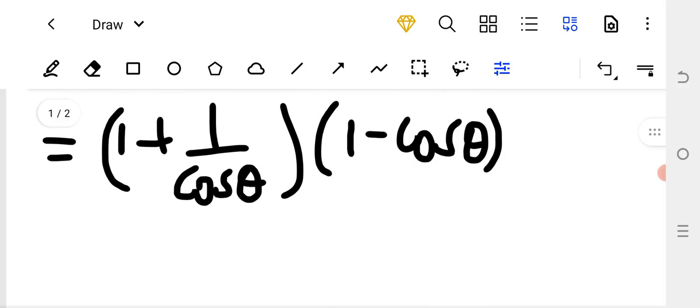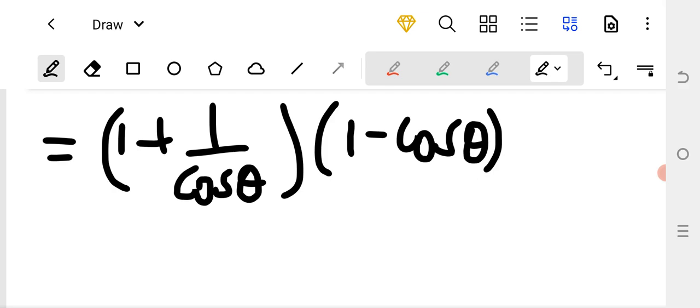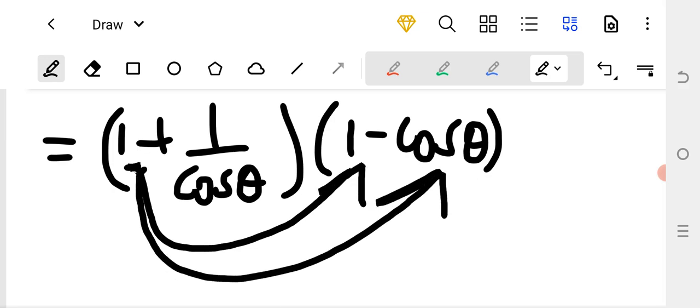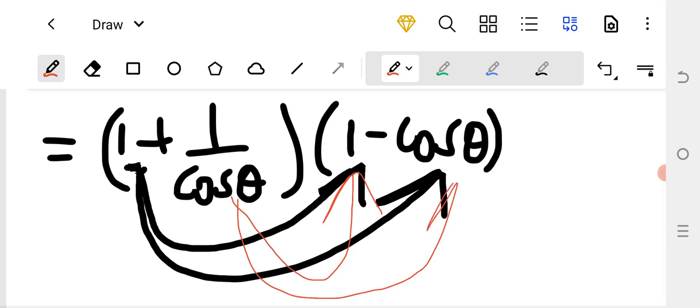Then what we're going to do, we're going to expand. We're going to multiply the two brackets. This one will be multiplied by that one. Again, it will go and multiply cos theta, the same for 1 over cos theta. Here it will go and multiply the 1 there, and then again it will go and multiply the cos theta there. So we're going to do that.